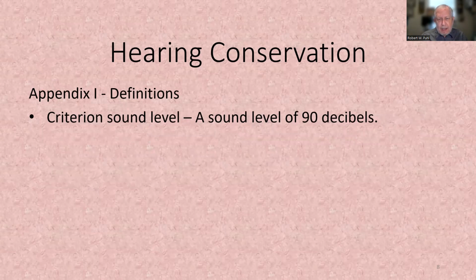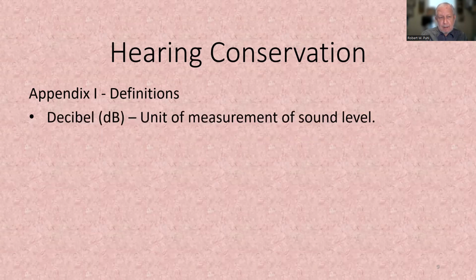Criterion sound level: a sound level of 90 decibels. You have 85 decibels as the action level, and that's when you have to put a program in, and 90 decibels is when you have to start wearing hearing protection. Most plans don't even do that. Most company policies say 85 is the action level, so let's just do it right then and there.